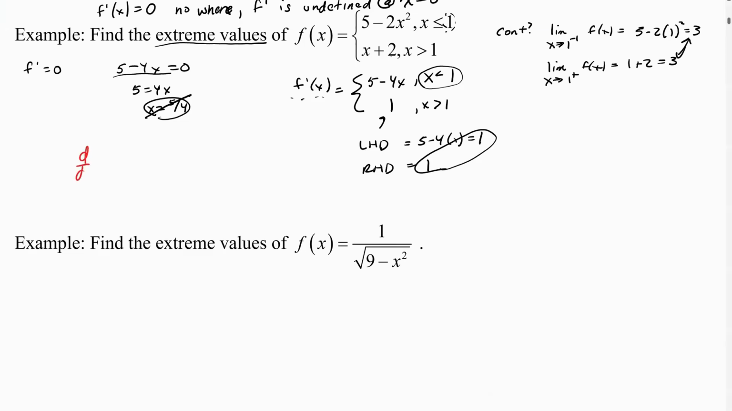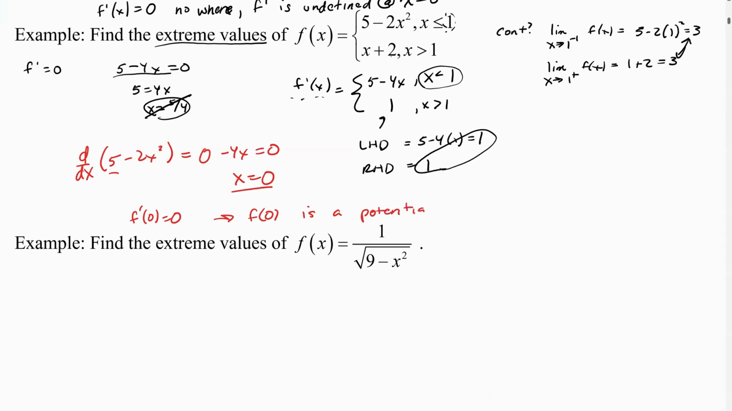The derivative of 5 minus 2x squared, the derivative of 5 is 0. So this is negative 4x. When does that equal 0? When x is equal to 0. So at x equals 0, f prime of 0 is equal to 0. Therefore, f of 0 is a potential relative maximum, which we'll call a relative extreme.